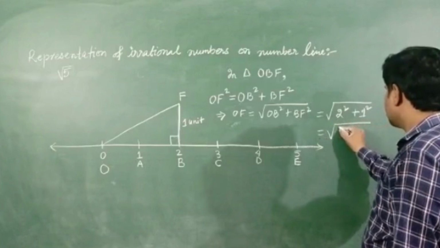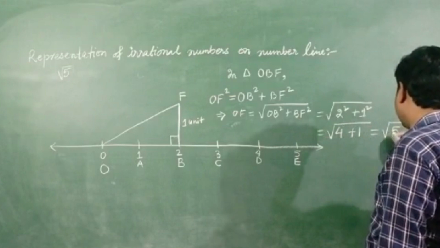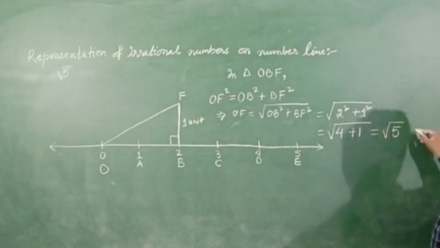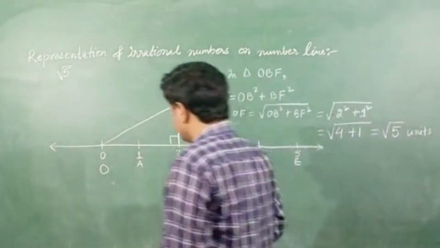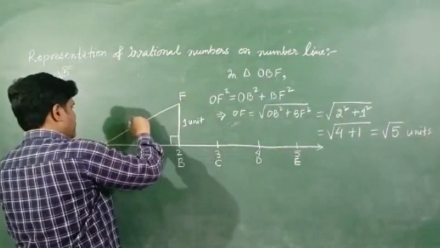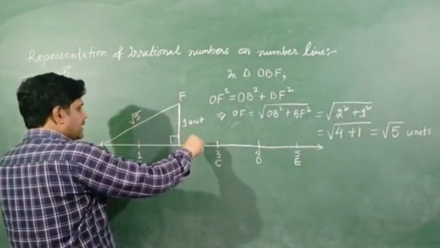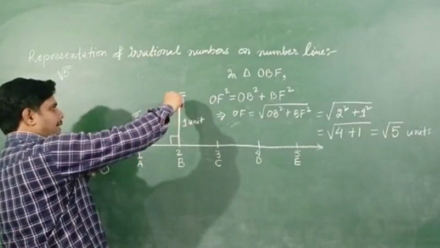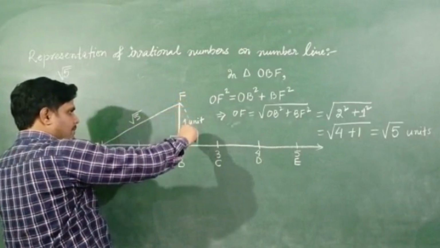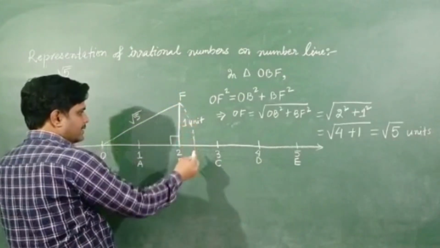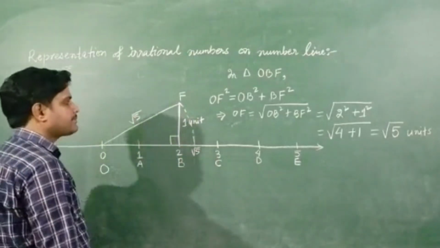Now we get 2 squared as 4 and this is 1. So we got root 5. Now these are root 5 units. By this we have concluded that the OF distance is root 5. So if we have to represent root 5 on this line, we take O as center and OF as radius and cut an arc. We cut the arc like this and we got this point. This is root 5 on the number line.